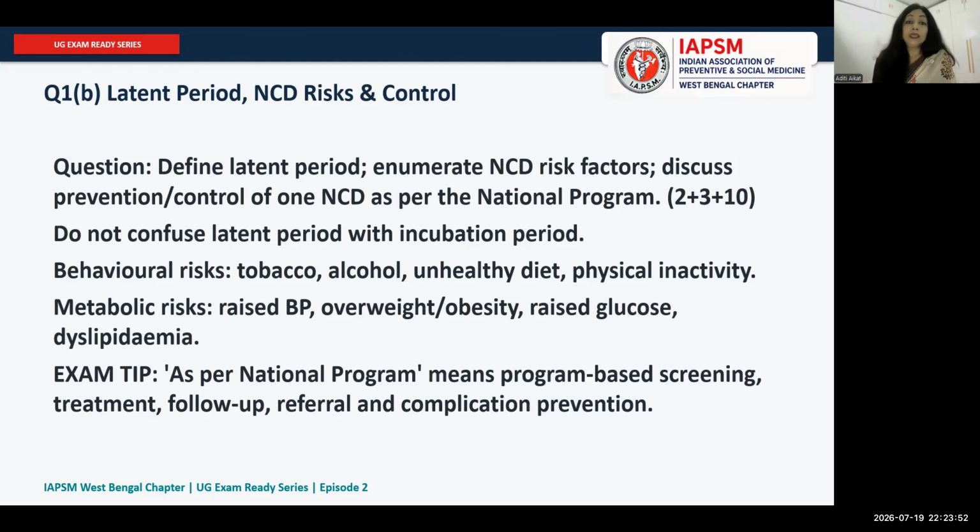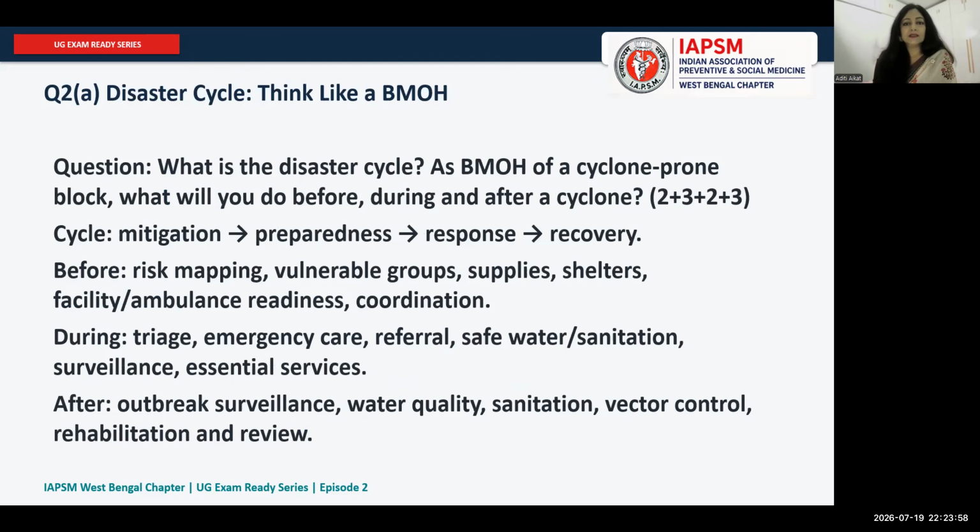So do be well conversant with all the national programs related to the major diseases. Now, this one's about the disaster cycle. How will you manage as a BMOH when the block is cyclone prone? What to do before, during, and after a cyclone?